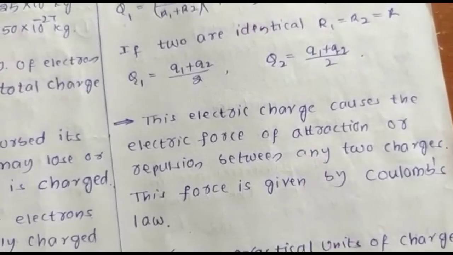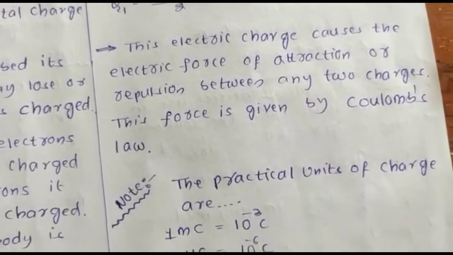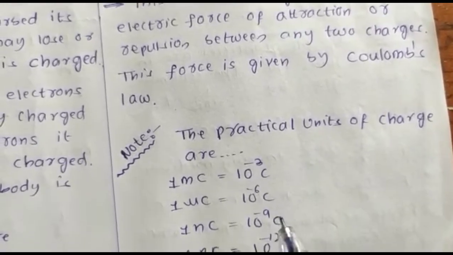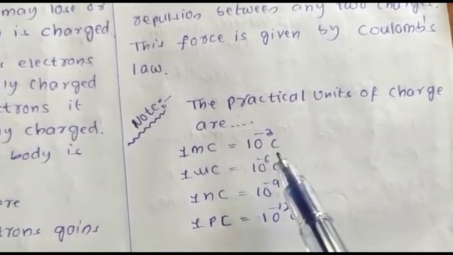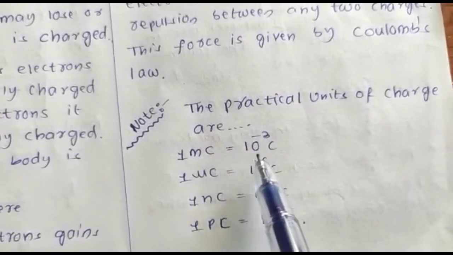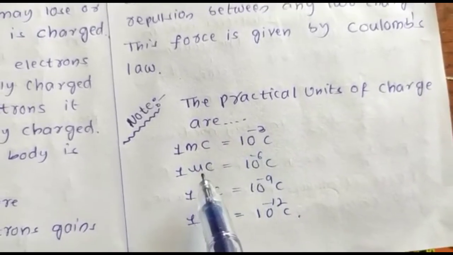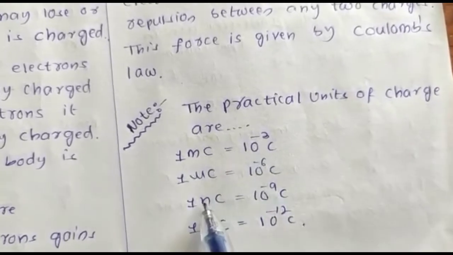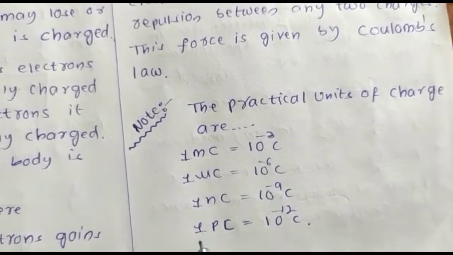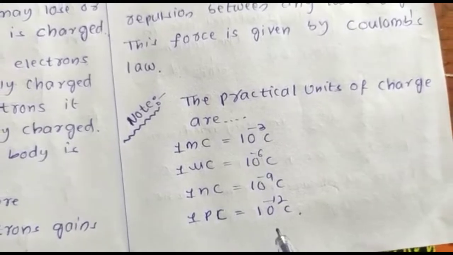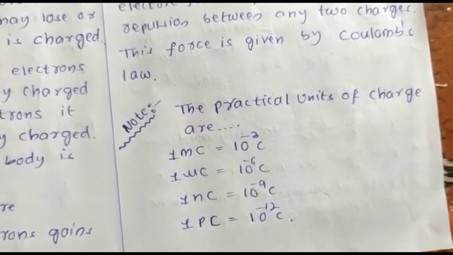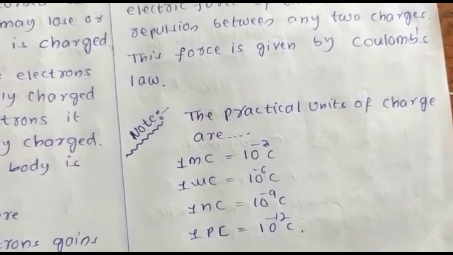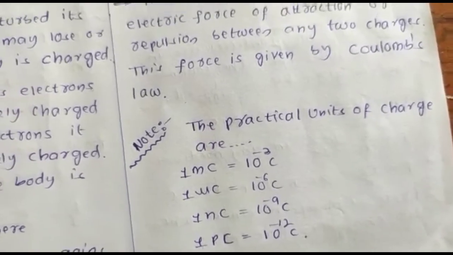Before starting Coulomb's law, keep in mind that the SI unit of charge is the coulomb, but sometimes they will give practical units also. 1 millicoulomb is equal to 10 power minus 3 coulomb, 1 microcoulomb is equal to 10 power minus 6 coulomb, 1 nanocoulomb is equal to 10 power minus 9 coulomb, and 1 picocoulomb is equal to 10 power minus 12 coulomb. These are the practical units for charge which are helpful for solving problems.